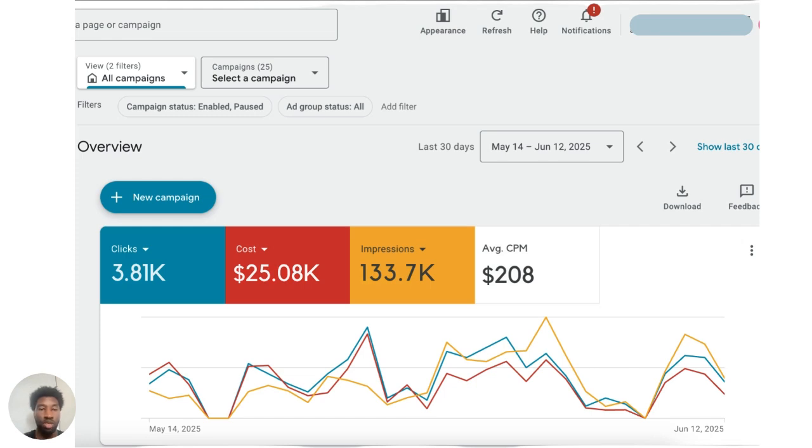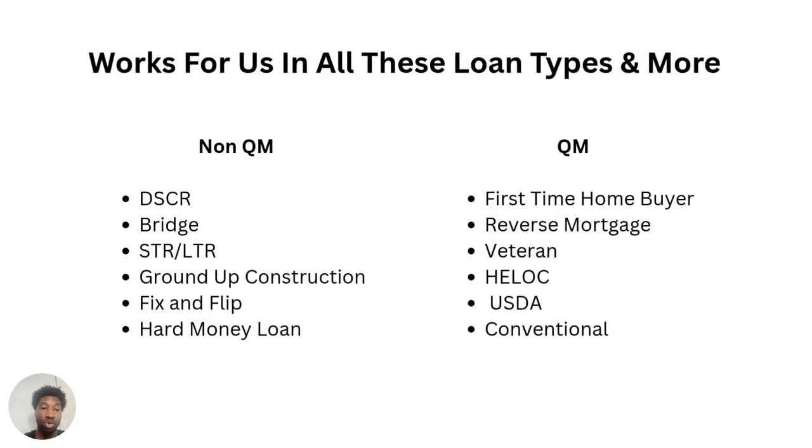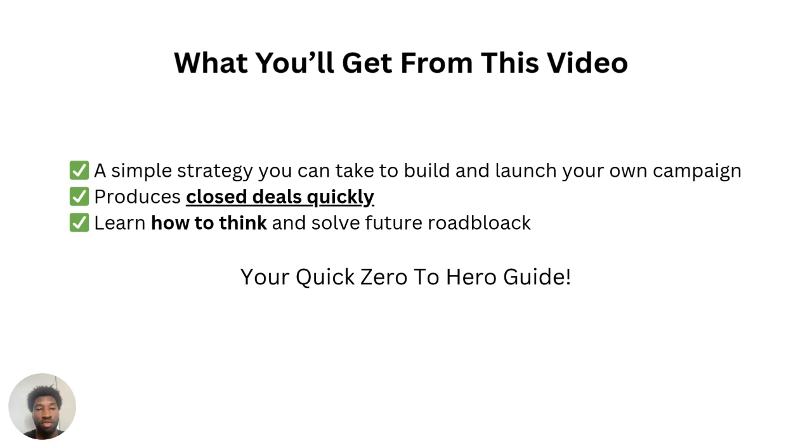What you'll see is this will work for both the non-QM and QM side. So DSCR, bridge, short-term rental, long-term rental, hard money, first-time home buyer, veteran, USDA. It doesn't matter. It's going to work. And what you'll get from this video is a simple strategy that you can take to build your own campaign, and will help you learn how to think and solve future problems that will come up inevitably.